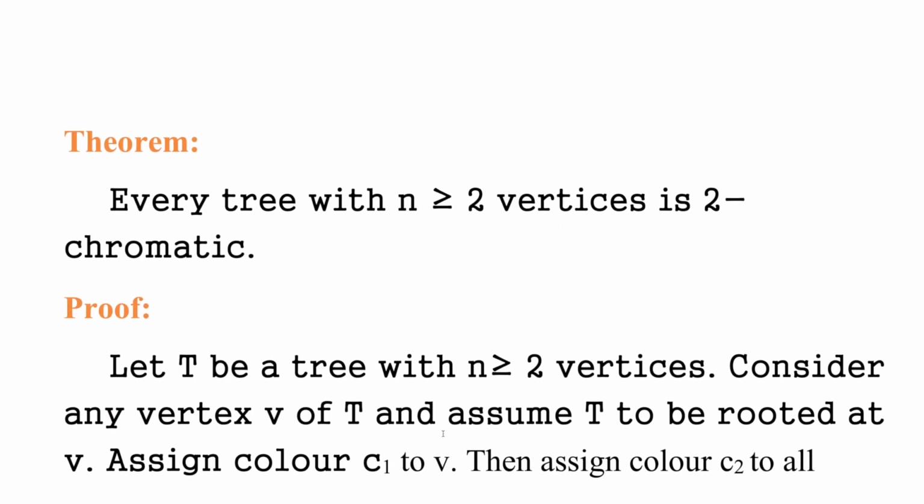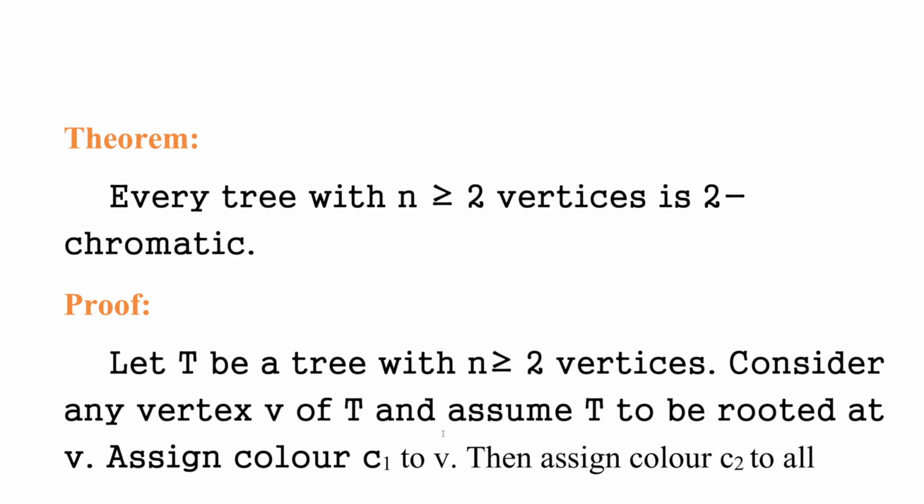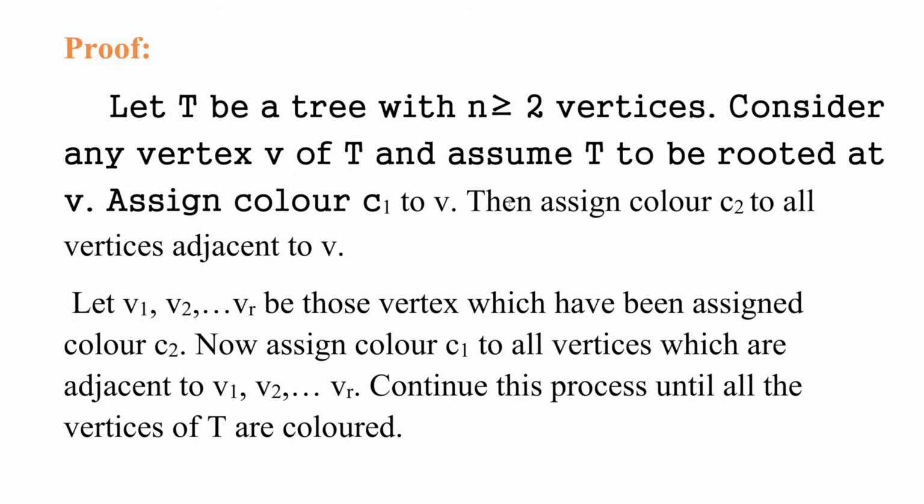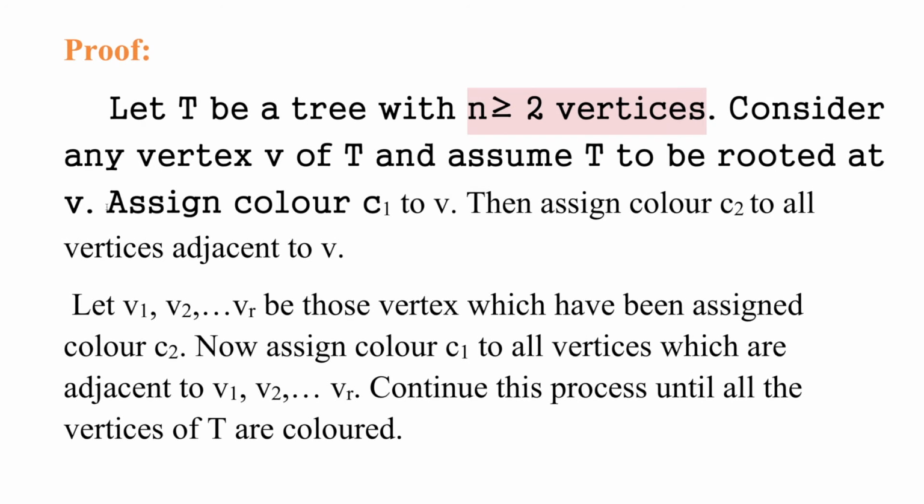Let us see another theorem. Every tree with n greater than or equal to 2 vertices is 2 chromatic. For this, we are going to take a tree with n greater than or equal to 2 vertices, consider a vertex V of that tree, assume T to be rooted at V, and color V using the color C1.